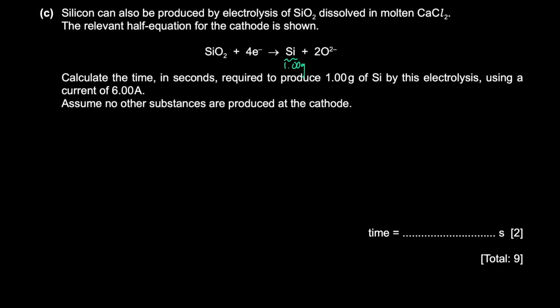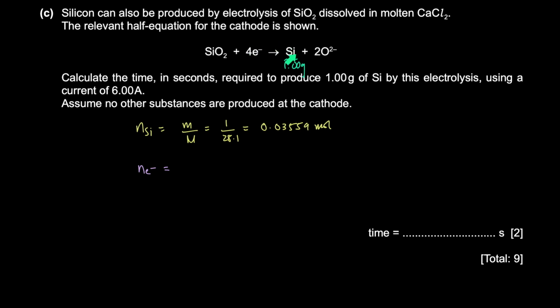Now the first thing we need to do over here is figure out the number of moles of silicon. From that we'll be able to figure out the number of moles of electrons, and from the number of moles of electrons we'll know how much charge we need to pass, and from the charge we can figure out the time. That's what we're going to do. So the number of moles of silicon is the mass divided by the molar mass, that's just the relative atomic mass here. So that'll be 1 divided by 28.1, right? So we get 0.03559 moles.